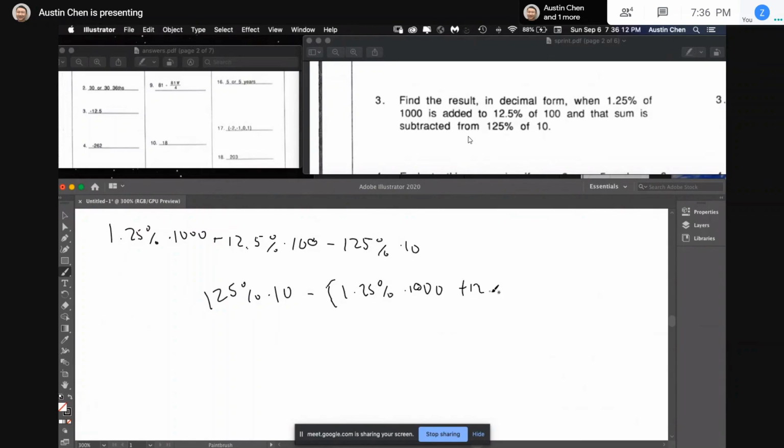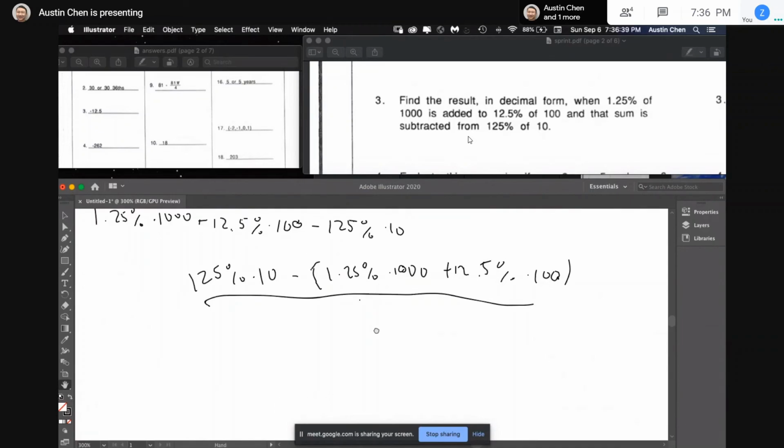Okay, so it's saying you have the sum of 1.25% of 1,000 and 12.5% of 100, and it's subtracted from that. So it would be here. If it said it's subtracted by that, then it would be like that. Okay, so this is what we actually have.